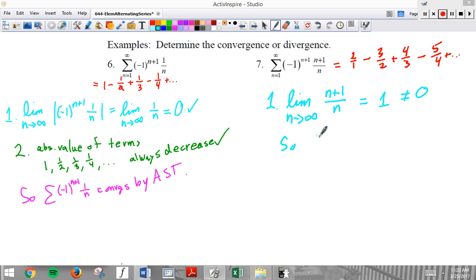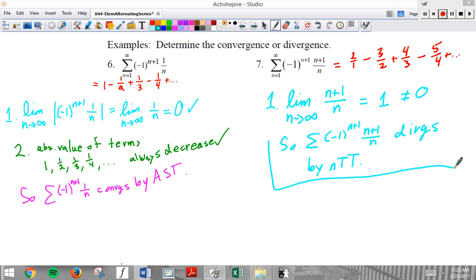So the series diverges by the nth term test. Not by the absolute series test? Alternating series test. Absolute, sorry. Alternating series test. Okay, that's the statement you want to write. And usually, if it fails the alternating series test, it's because of this. So don't worry about the other case.